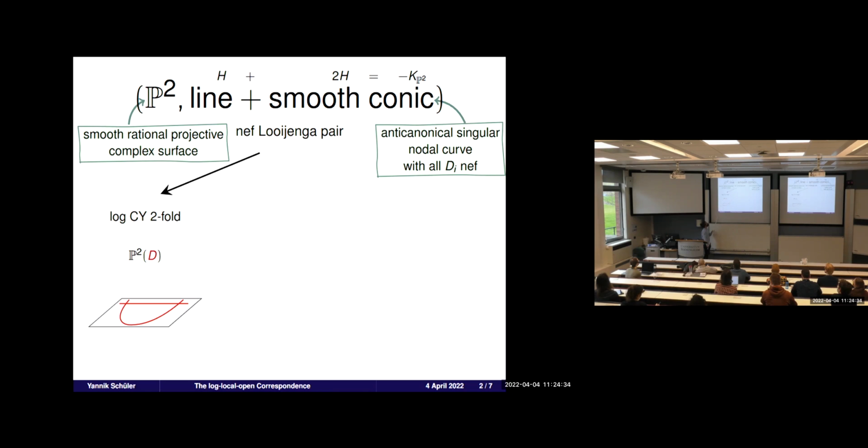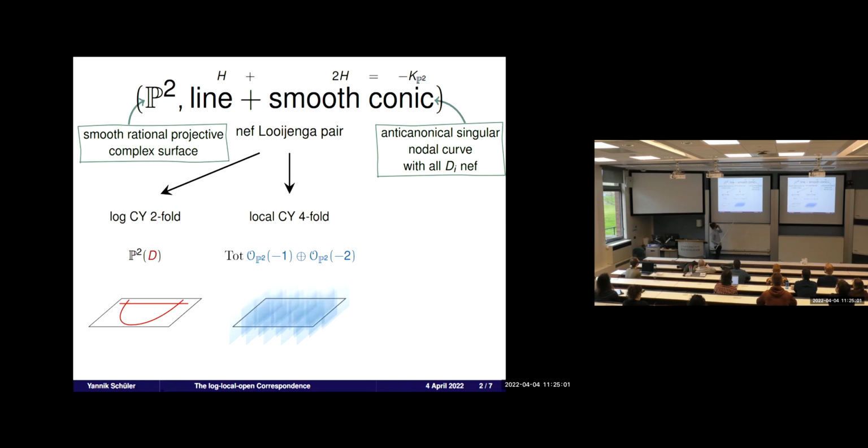The first object contains exactly the same information as before. We just equip the surface with the divisorial log structure coming from this divisor, and then we obtain a log Calabi-Yau twofold. Calabi-Yau because the divisor is anti-canonical. So not too much happened.